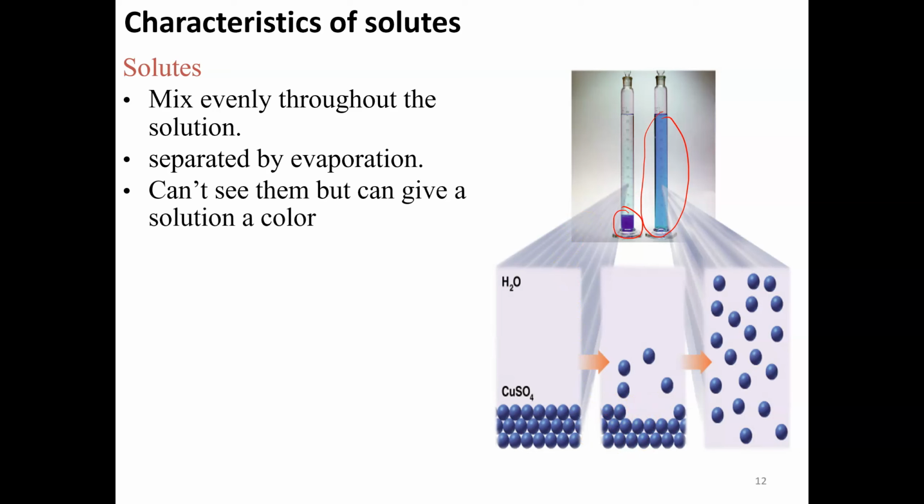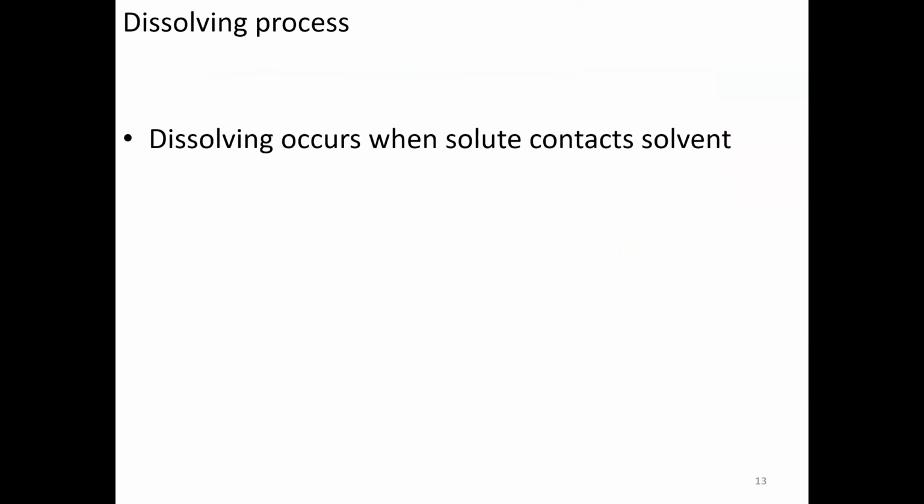Because you're breaking down dipoles, by the way. In this case, it's an ionic compound, so you're going to break the ion dipole interactions and then get the solid back. You can't see them, but they can give color. Now, are all solutions colored? Of course not. But some of them are, and that's a good tip-off that there's a solution in front of you that's colored. All right, dissolving process.